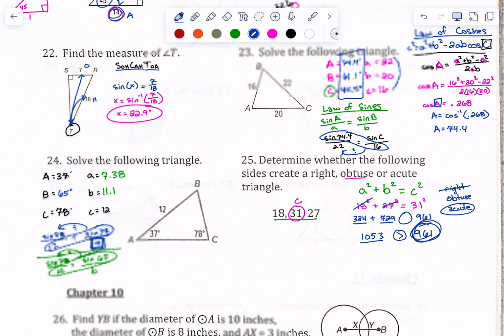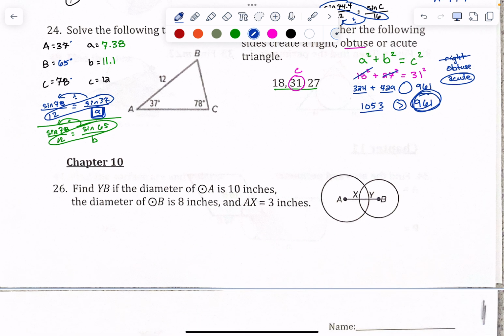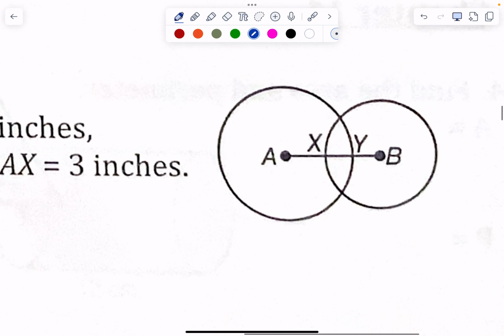Okay, Chapter 10. The diameter of A is 10. Diameter means all the way across, so this whole distance is 10. Okay, what does that tell me? This guy is 5. Okay, great.